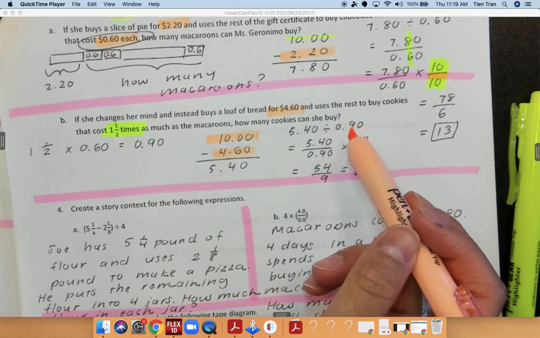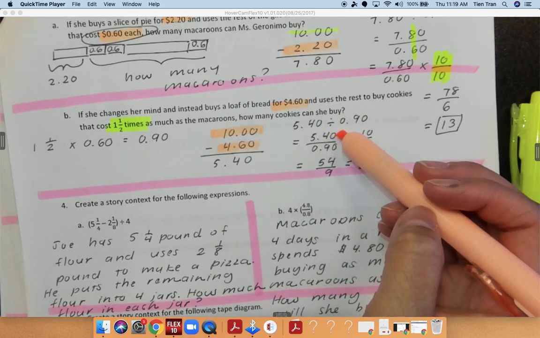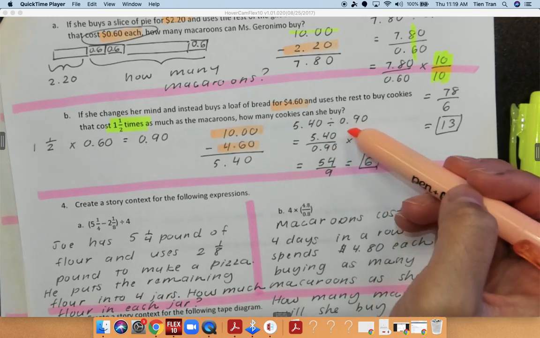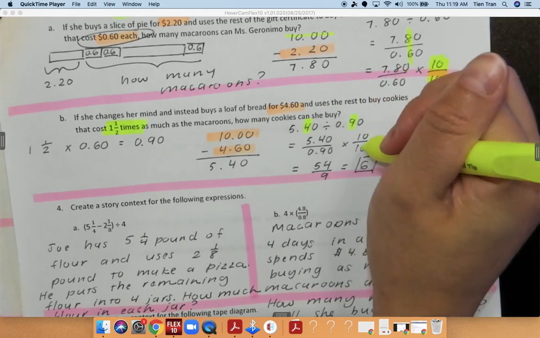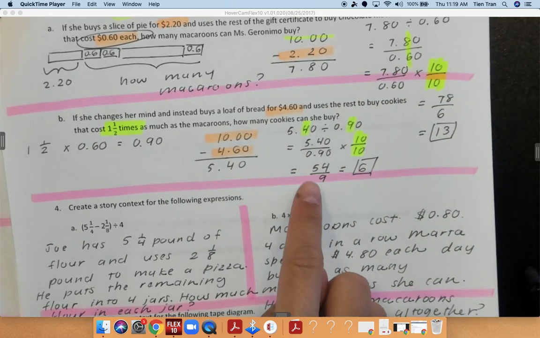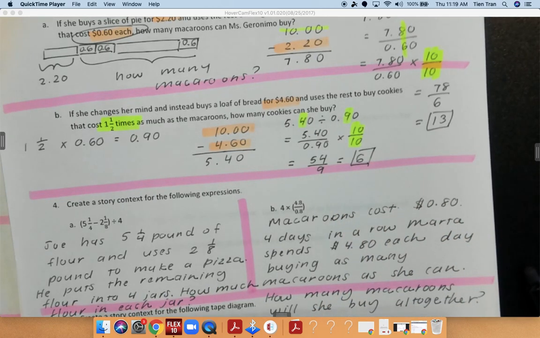And with that 90 cents, I'm dividing. So we have $5.40 divided by 90 cents. I'm going to multiply times 10 because both of my numbers are in the tens place, to make it a whole number. 54 divided by 9 is equal to 6. So my final answer is 6.